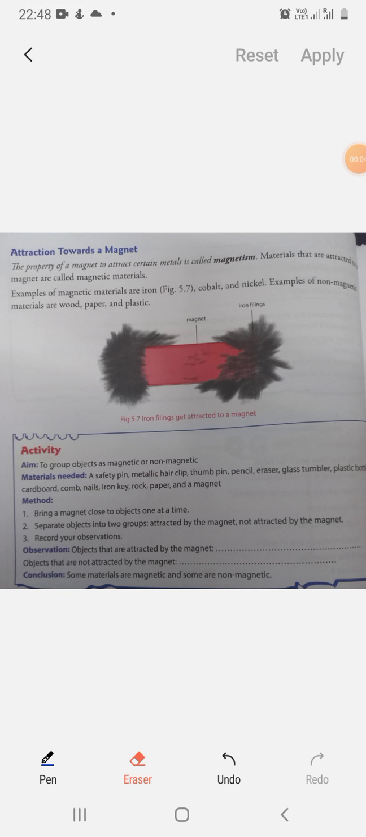Today we will study the property of attraction towards a magnet, and the chapter is sorting materials into groups. So here we will basically separate the materials into two groups. One is magnetic and the other is non-magnetic.